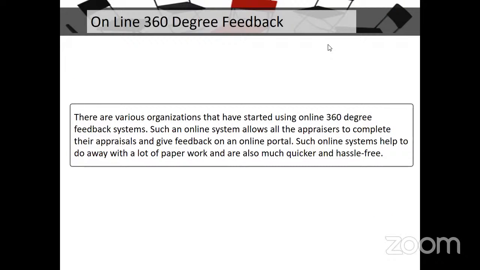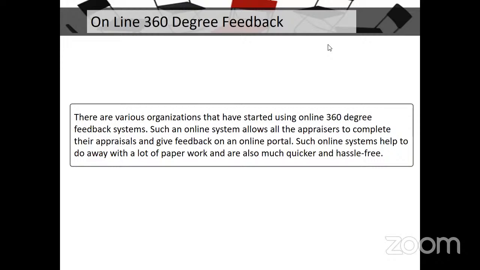Some organizations, like we said, one of the challenges is that there's a lot of paperwork. Some of the organizations have embraced the online 360-degree feedback. And for me, this is the way. As an organization, as you start it, have this in mind that at the end of it, I would want to have an online system, because online is real time. It makes things very easy. It makes the discussions real time.